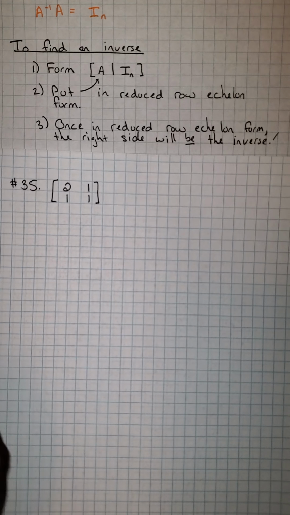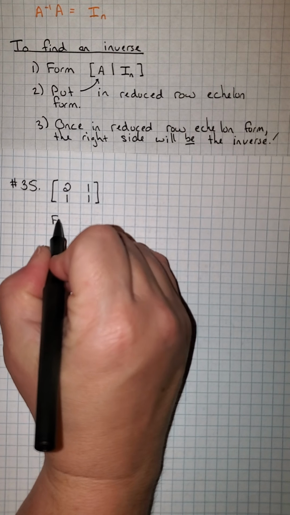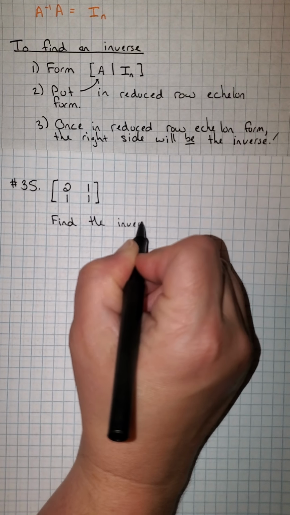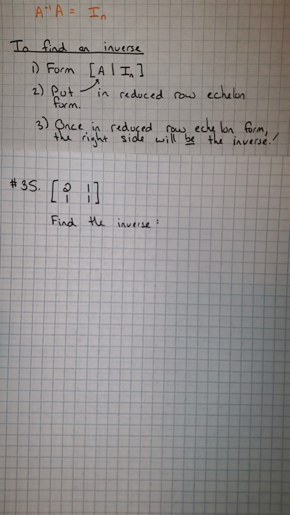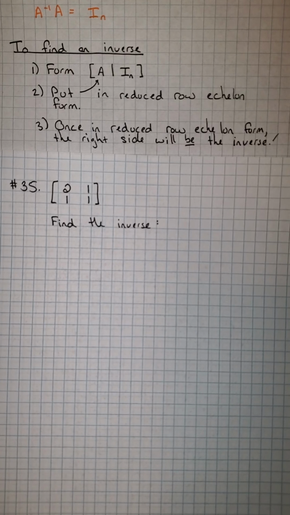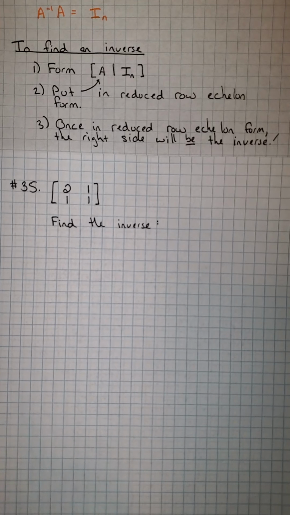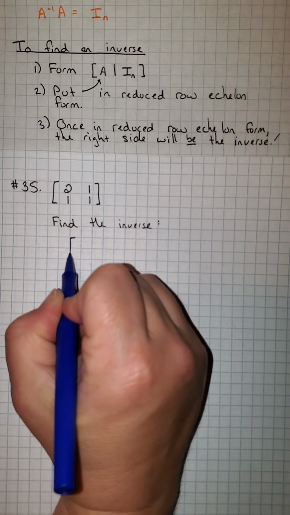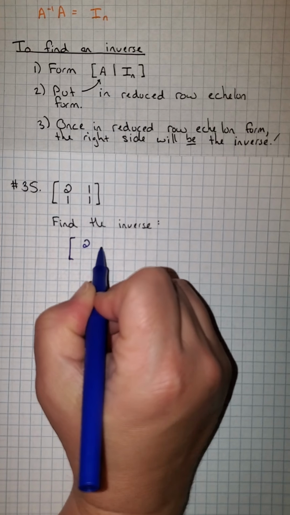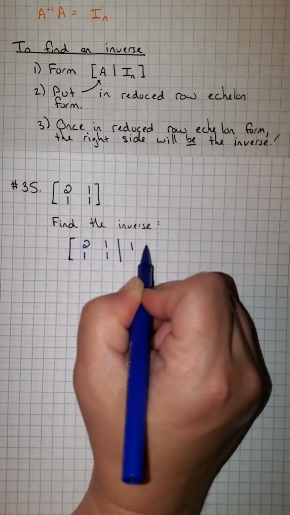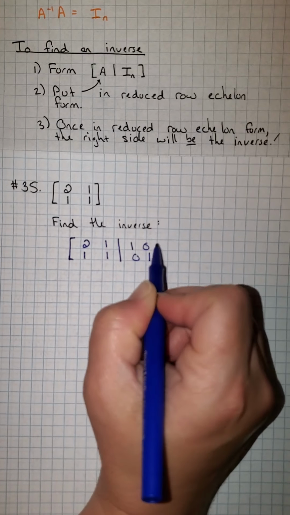Okay, so we're going to find the inverse. All right, so the first thing I would do is augment it with the identity matrix. So we've got 2, 1, 1, 1 with 1, 0, 0, 1.